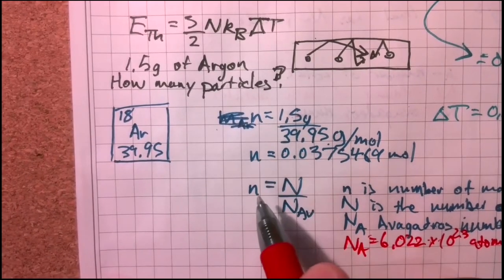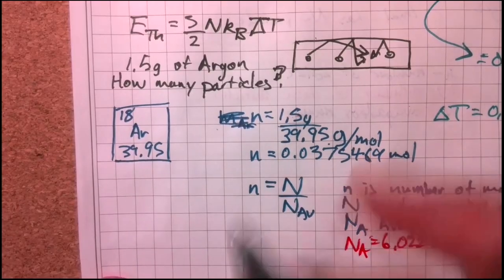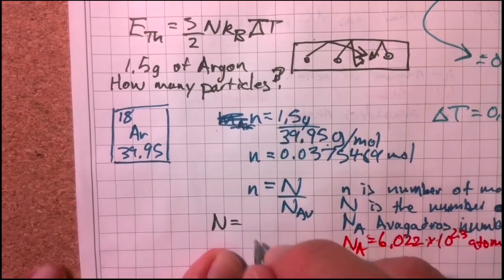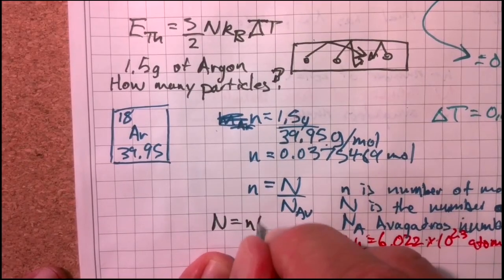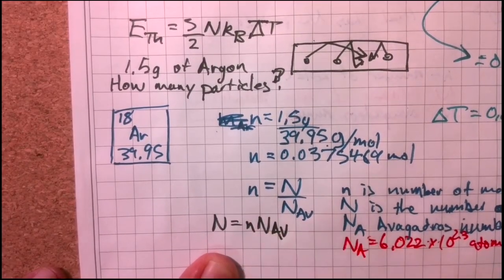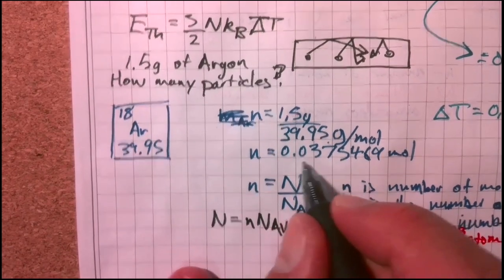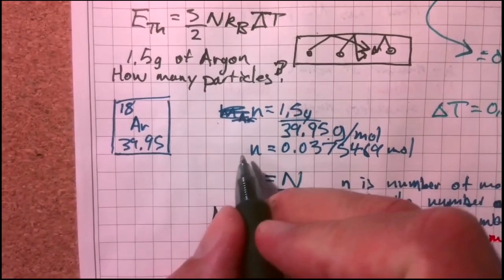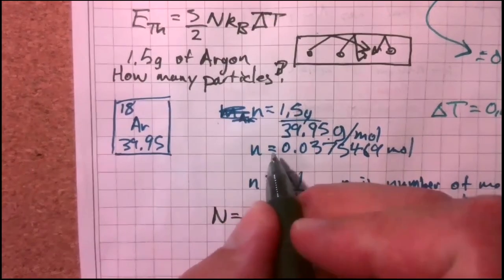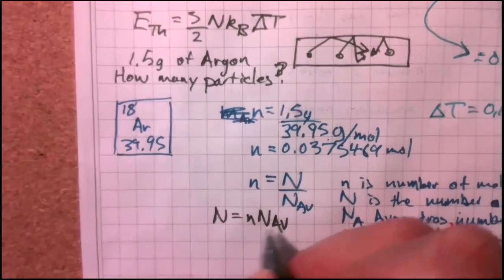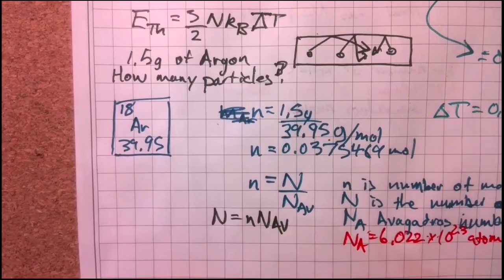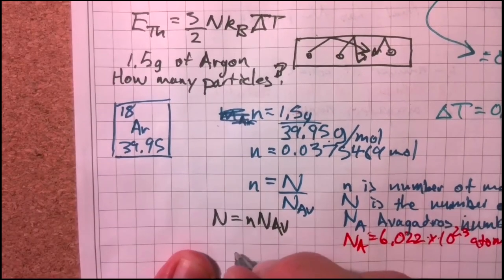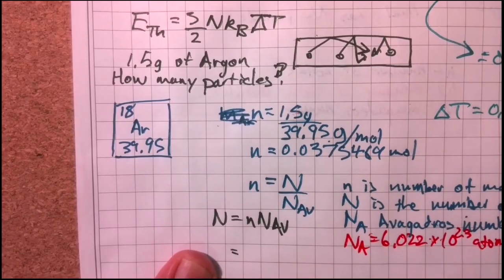Now what I'm going to do is say big N is equal to little n times big N, Avogadro's number. I'm going to take the number of moles and multiply it by Avogadro's number, and that's going to tell me how many particles I have. That's what I want, the number of particles.